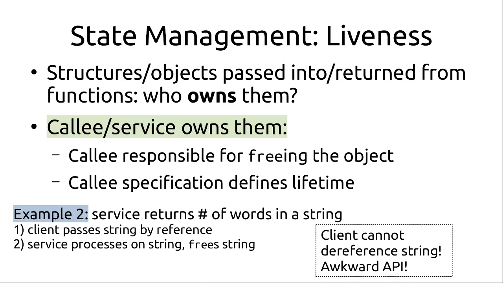So this points out that it's very important to specify who owns a string or who owns any pointer that you're passing into an API, especially if it's with a library.